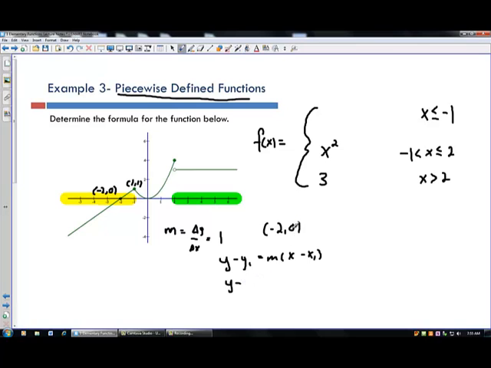So I have y minus, and there's a 0 here, is equal to, the slope was 1, times x minus, and my x input there is negative 2. And so I'm going to get y equal to x plus 2. And so up here, this is actually then x plus 2 if x is less than or equal to negative 1. And you can check this. If you plug in negative 1 for this, oh yeah, you get out 1. It looks good. And if you plug in negative 2, you get out 0. That's good. So this is my answer.